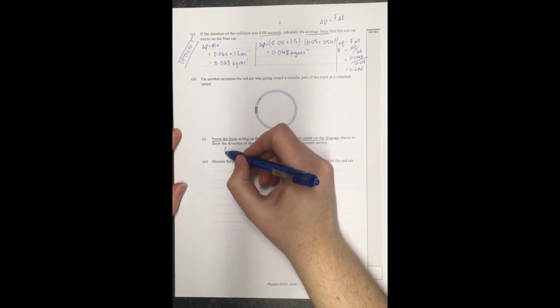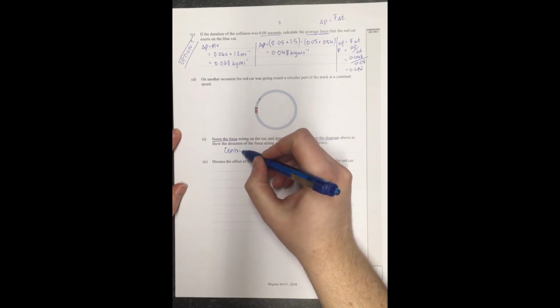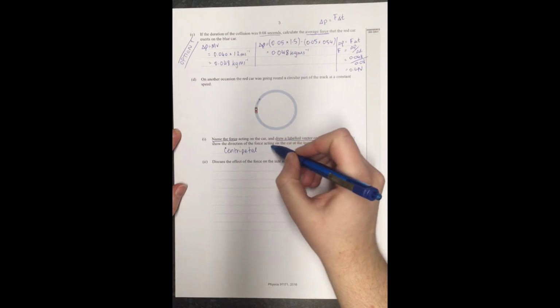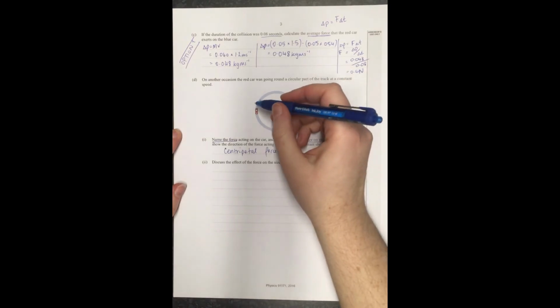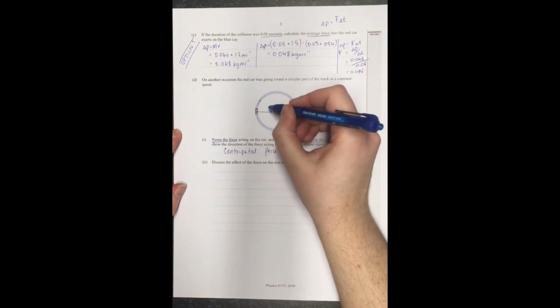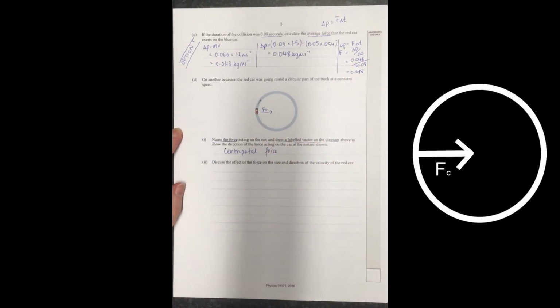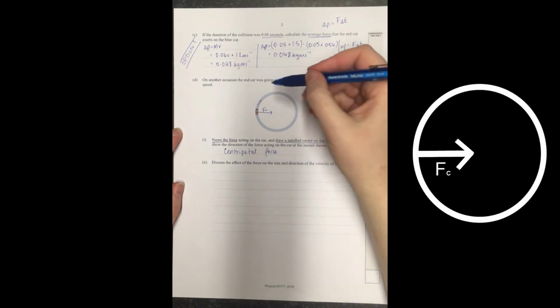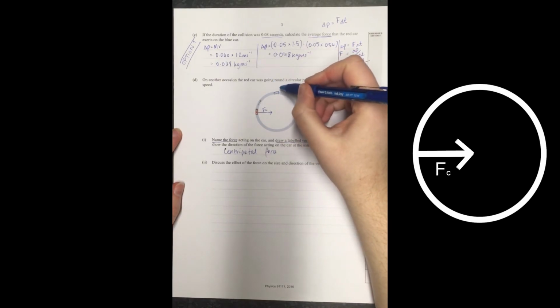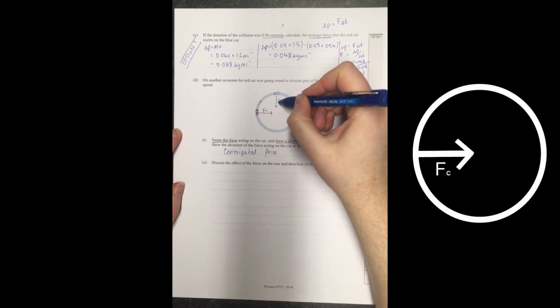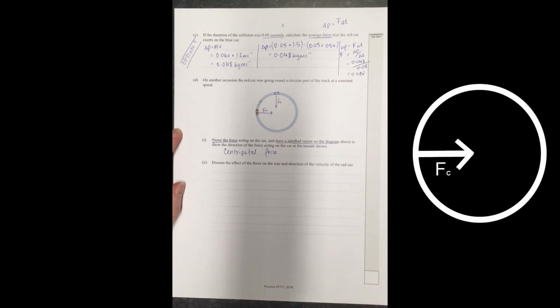Okay, so because we're going around in a circle, our force will be the centripetal force. And remember that that force is always acting towards the centre of the circle. So once the car gets to here, our FC will still be acting towards the centre of that circle.